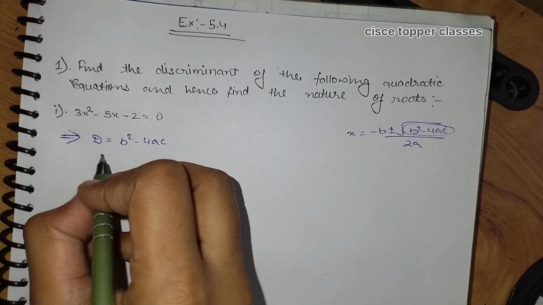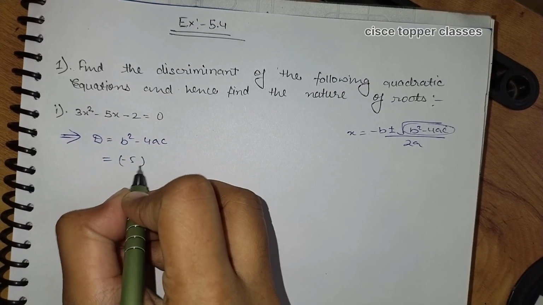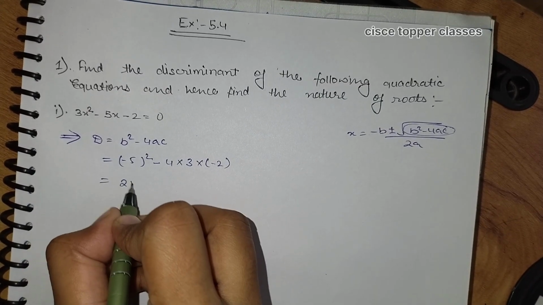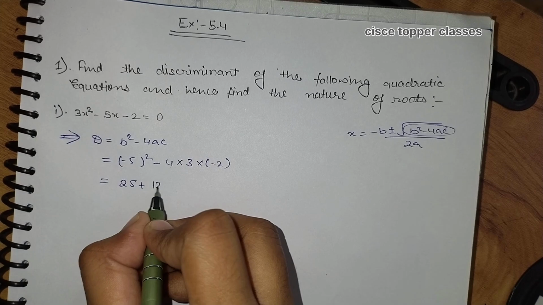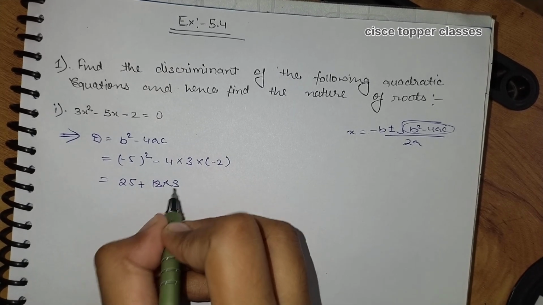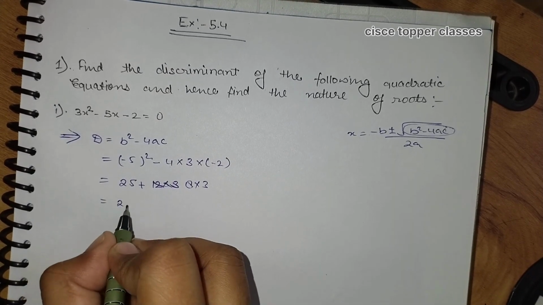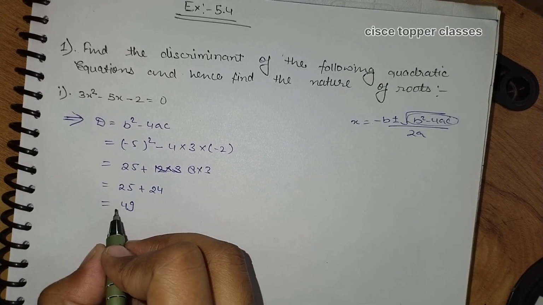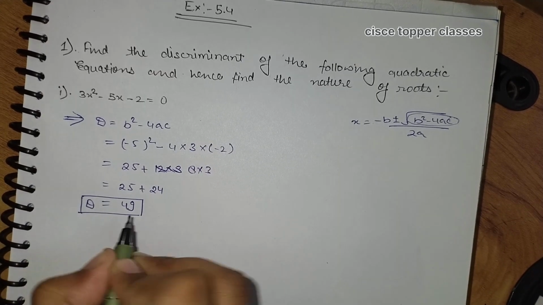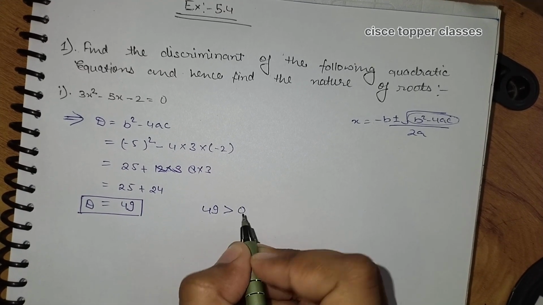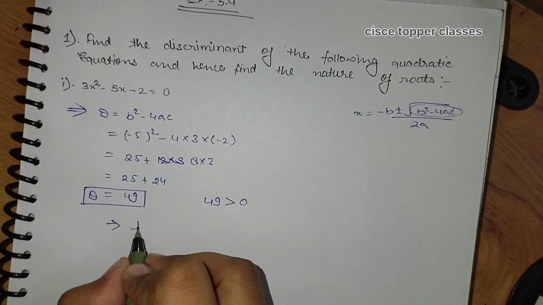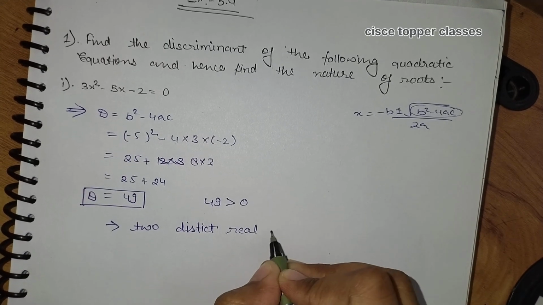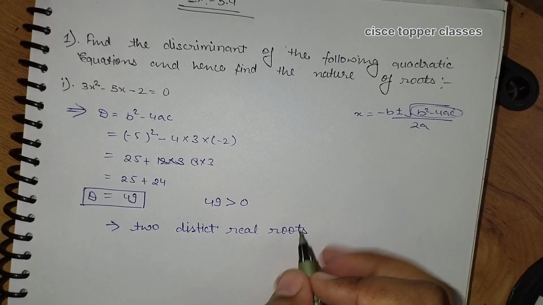So to find the discriminant, we will put the value of b, that is minus 5, whole square, minus 4 into 3 into minus 2. That will become 25 plus 8 into 3, equal to 25 plus 24, equal to 49. So 49 is the value of the discriminant, and we know if the discriminant is greater than 0, then it has two distinct real roots. Two distinct real roots is the nature of roots in this equation.